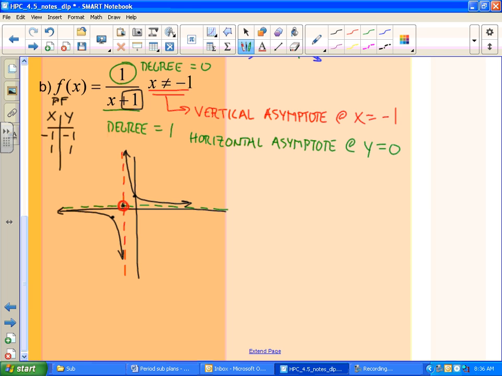So we're loving on those asymptotes, but we're not going to touch the verticals. We're going to get closer and closer to those horizontals. So this is your reciprocal function or your hyperbola.